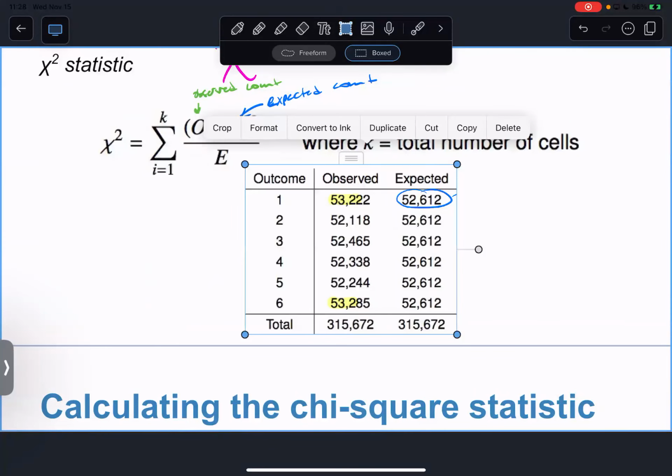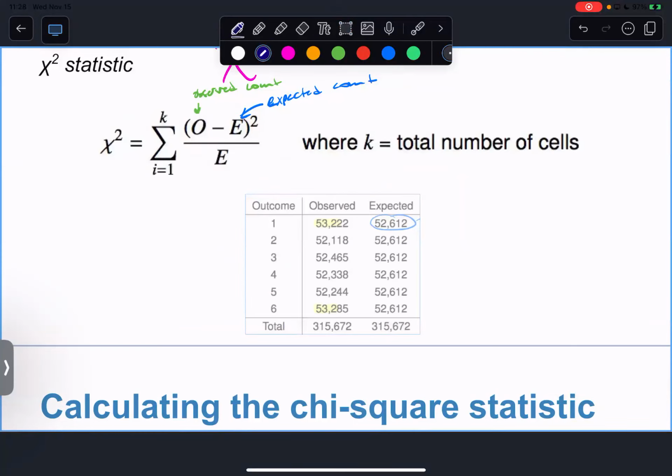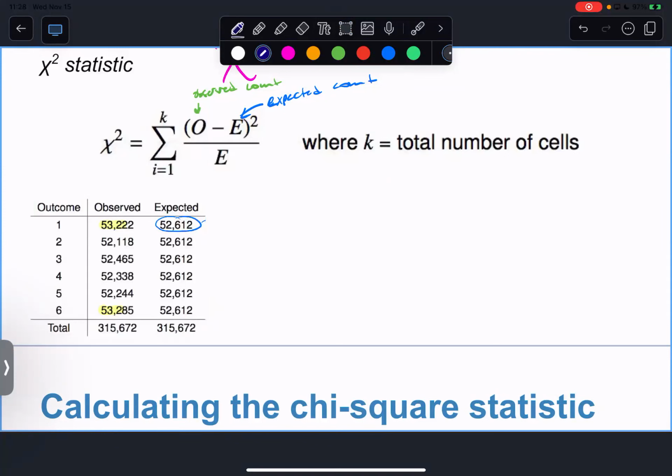So what you would do, if you had to do this by hand, which I'm not keen on making you do, but you should know what you would have to do, looking at this formula and given the observed and the expected counts, is you would make a new column of the observed minus the expected.